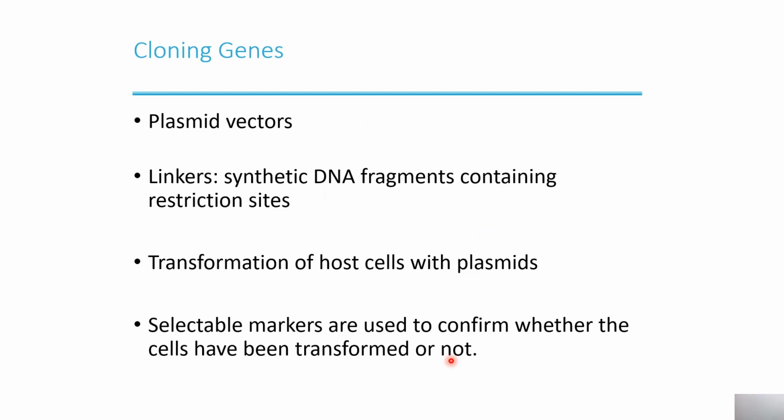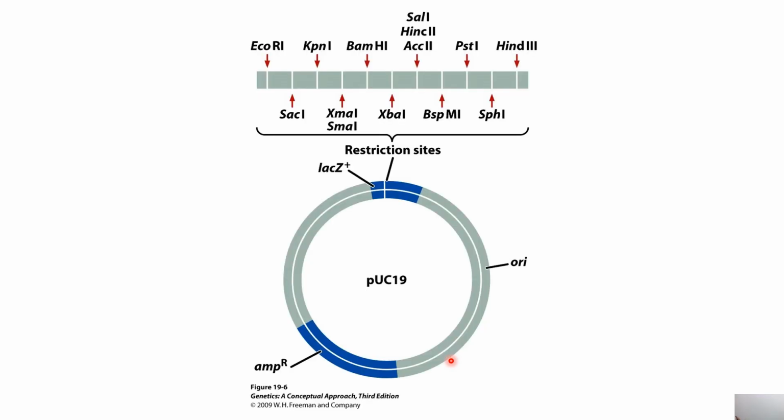Now, in the case of cloning genes, plasmid vectors, linkers, synthetic DNA fragments containing restriction sites, transformation of host cells with plasmids, and selectable markers are used to confirm whether the cells have been transformed or not. So, you see, this is how a plasmid looks.